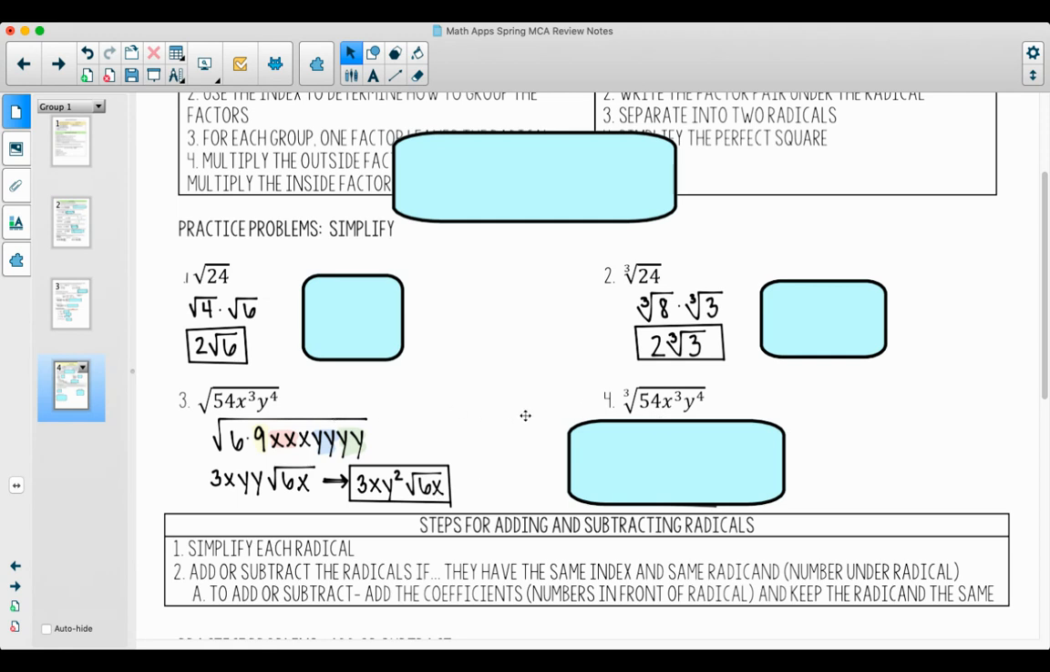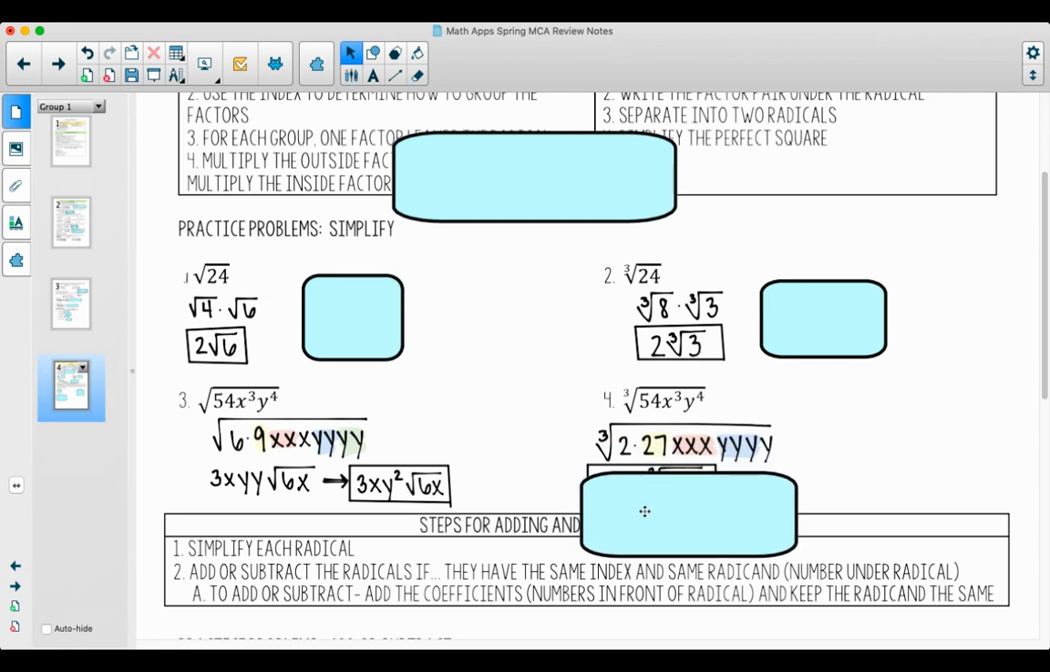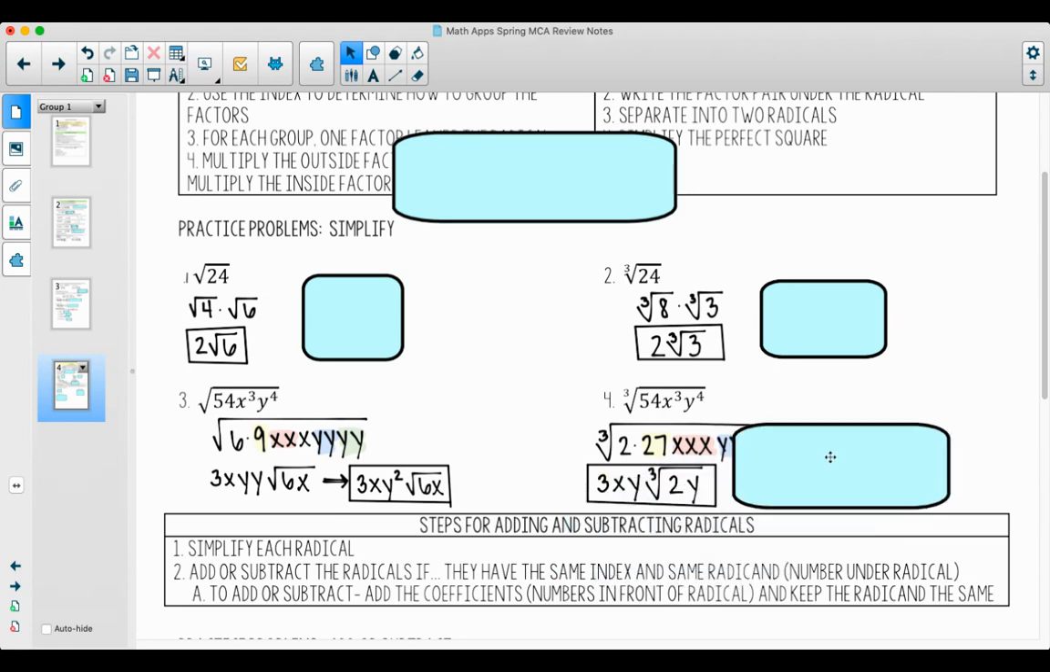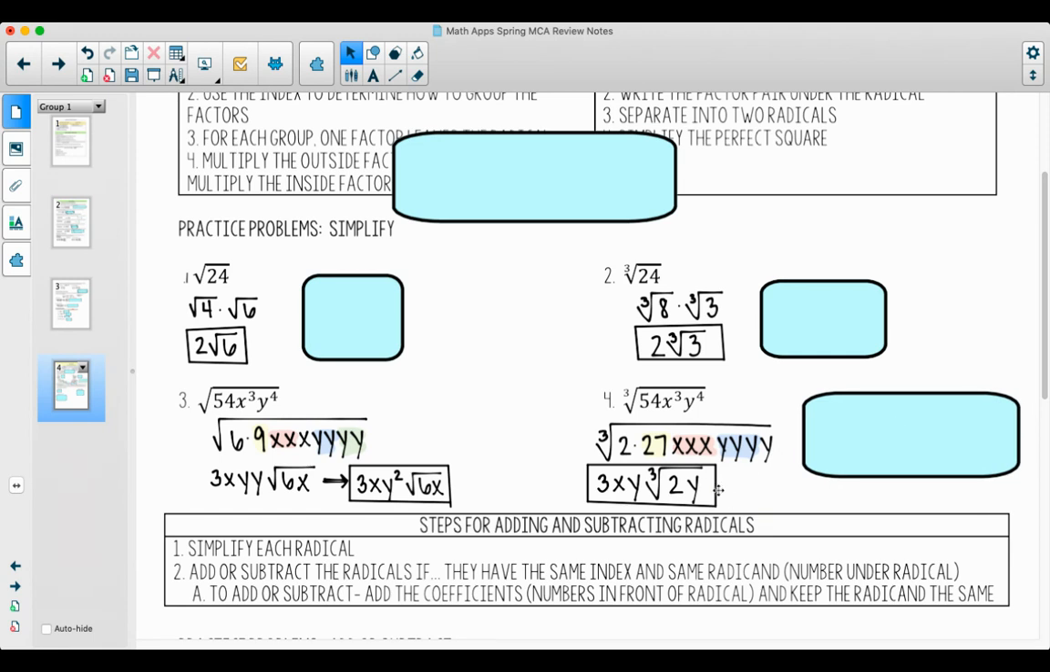Very similar in problem number 4, but now we're looking for perfect cubes. So instead of 6 and 9, I'm using 2 and 27. What I notice here is that I'm highlighting groups of 3 instead of groups of 2. For every highlighting of the variables, I'm taking one outside the radical. Here I'm looking at a final answer of 3xy, the cube root of 2y. So once again, don't drop that index, and whatever we didn't highlight stays underneath that radical sign.